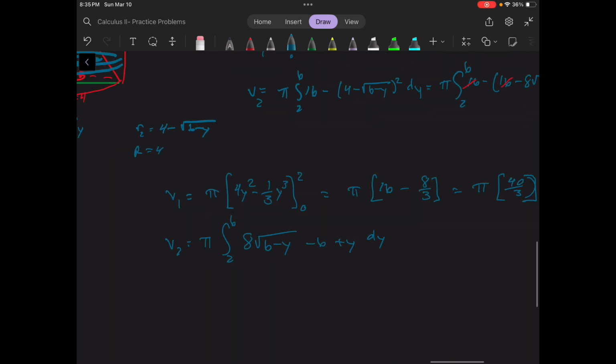Now this one's going to be a bit trickier. We're going to have to do a u sub for this one. If we call u equal to 6 minus y, du equals, well, let me split it into 3 integrals first.